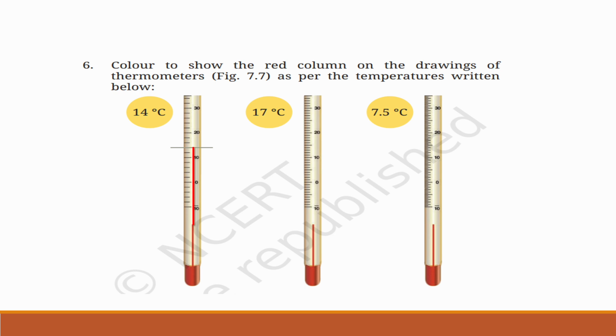See the next thermometer. Here it is 17 degrees Celsius. So, you can mark 17 degrees Celsius here. Okay. So, you can color like this. Next thermometer is 7.5 degrees Celsius. So, it will come here. See here, each smaller division is 0.5 degrees Celsius. So, you can color like this.